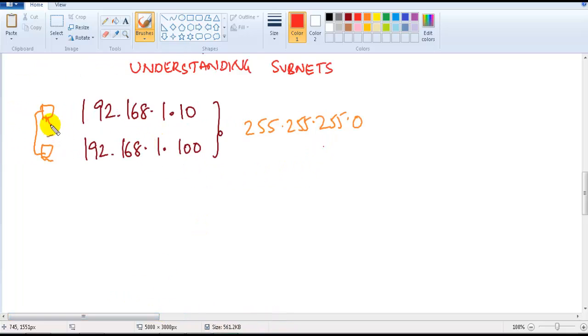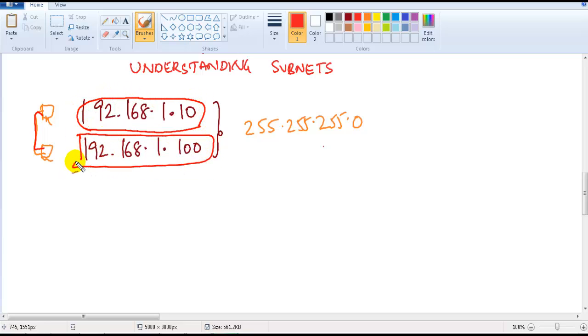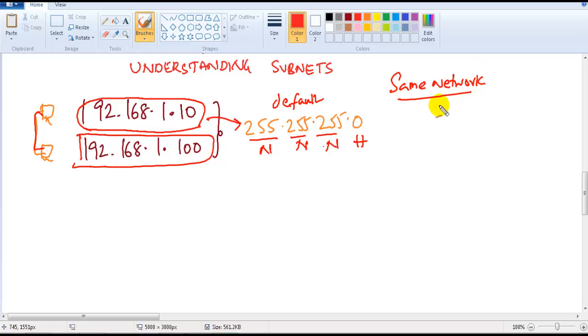Let me take an example. I have two computers connected to each other. I'm using the IP address 192.168.1.10 on one device, and the IP address on the second device is 192.168.1.100, and both are using the default subnet mask. Default subnet mask means the first three portions are network and the last portion is the host. Now my question is, do they belong to the same network or different networks?